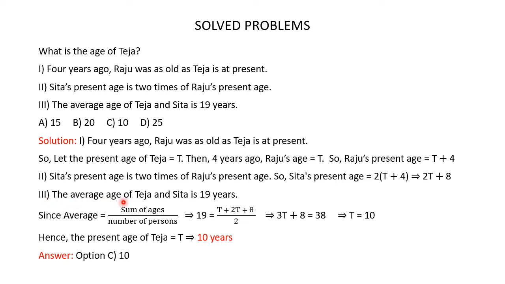Statement 3 says the average age of Teja and Sita is 19 years. Present age of Teja is T and present age of Sita is 2T plus 8. So since average is equal to the sum of ages divided by the number of persons, we have 19 is equal to T plus 2T plus 8 divided by 2. On cross multiplication and solving, we get T is equal to 10. So the present age of Teja is 10 years. The correct answer is option C, 10.